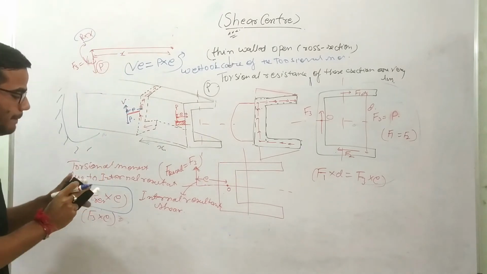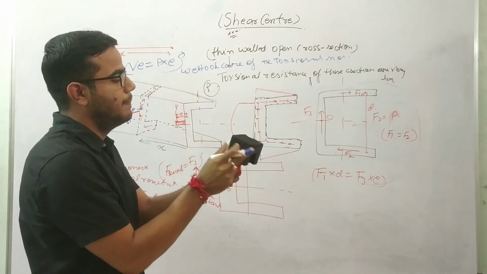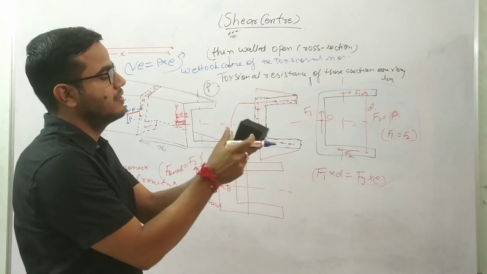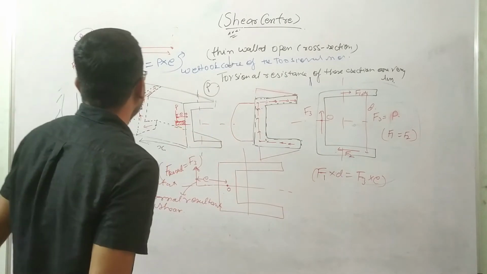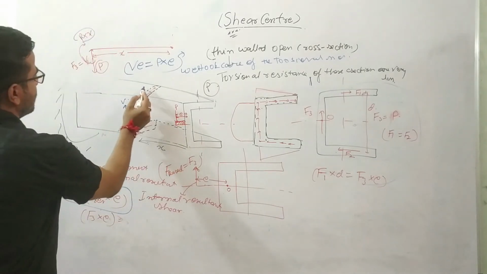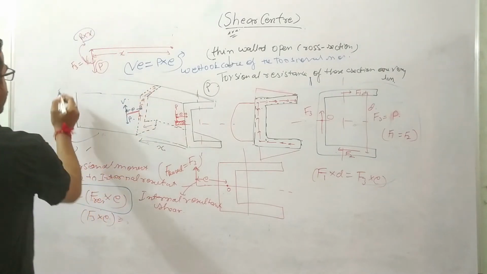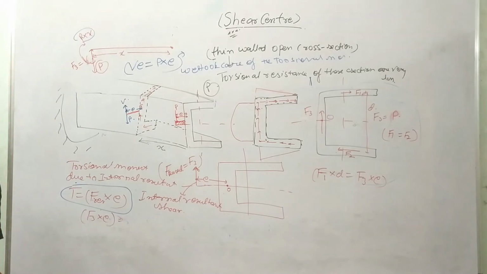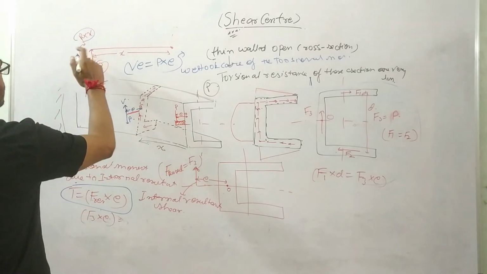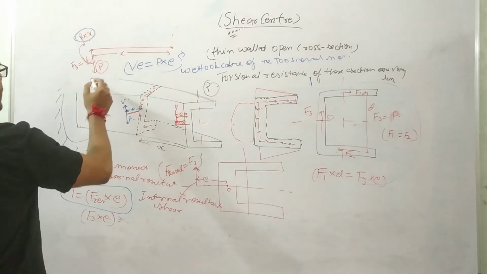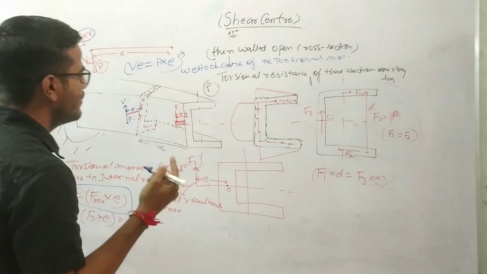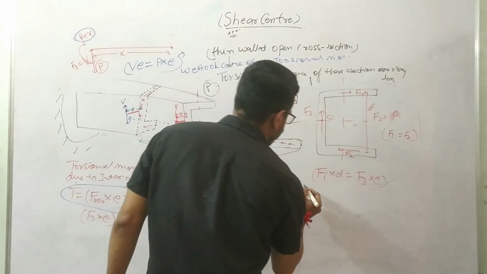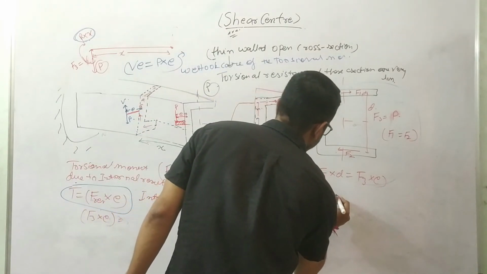This P into X moment will be balanced by the bending stresses which are generated at this cross section. So this cross section will have some bending stresses also. Those bending stresses will take care of this P into X, and this torsion moment will be resisted by this P into E. So what is this point E? This point E is nothing but what we call the shear center.